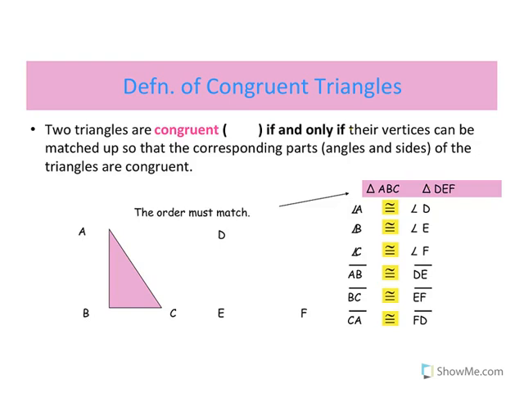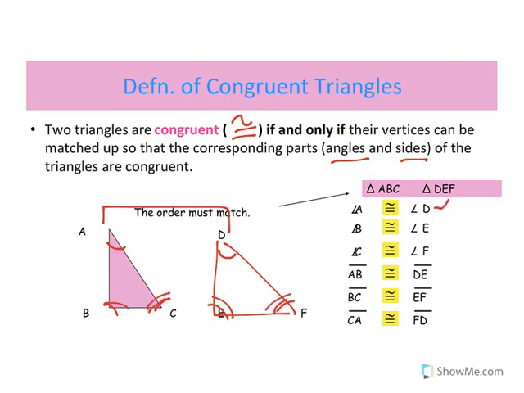So here is our triangle. Two triangles are congruent if and only if the vertices can be matched up so that the corresponding parts, angles, and size of the triangles are congruent. So we see that angle A is congruent to angle D. They have the same marking, and angle B is congruent to angle E, and angle C is congruent to angle F.